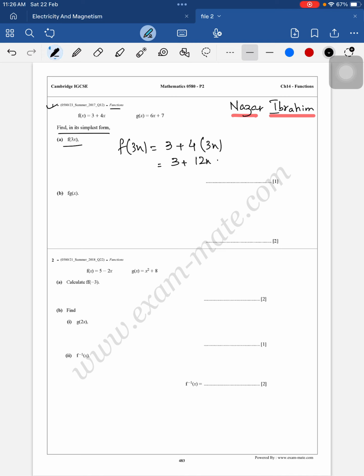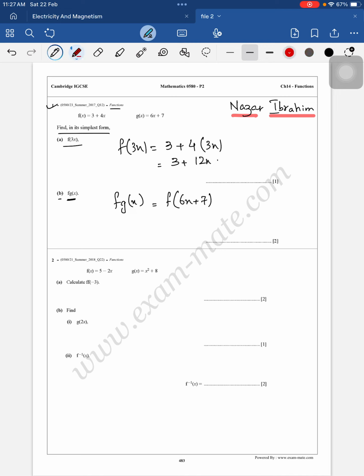So second part B is fg(x). Now this is basically a composite function in which we are asked to find fg(x), right? First we need to understand what fg(x) means. fg(x) means put the function g(x) into f. It means that we will substitute the function g(x) into the variable of the function f. So first I will write it like this. In place of g(x) I'll put the value of g(x), that is 6x + 7.